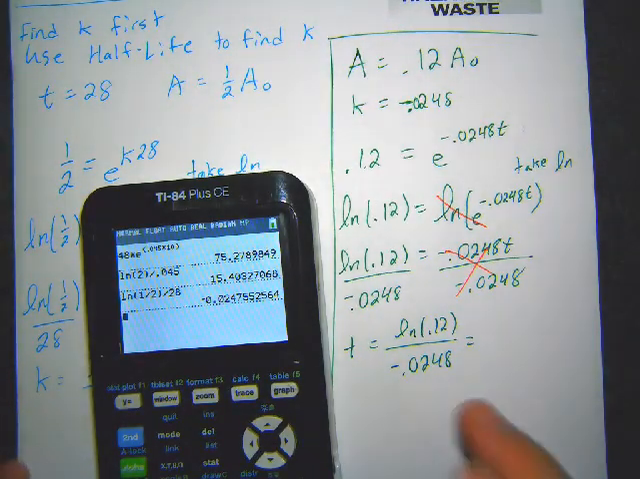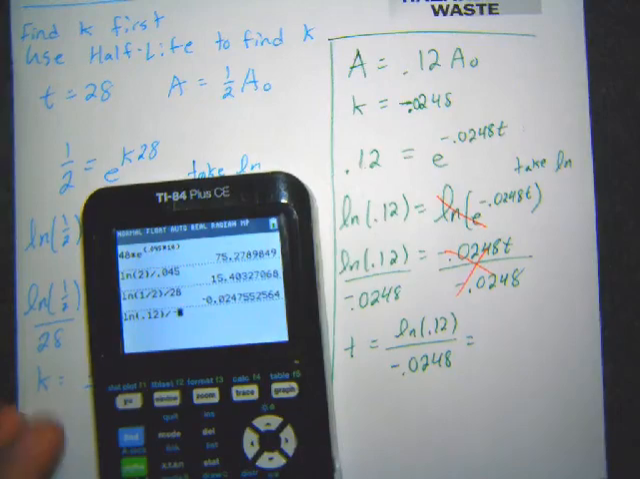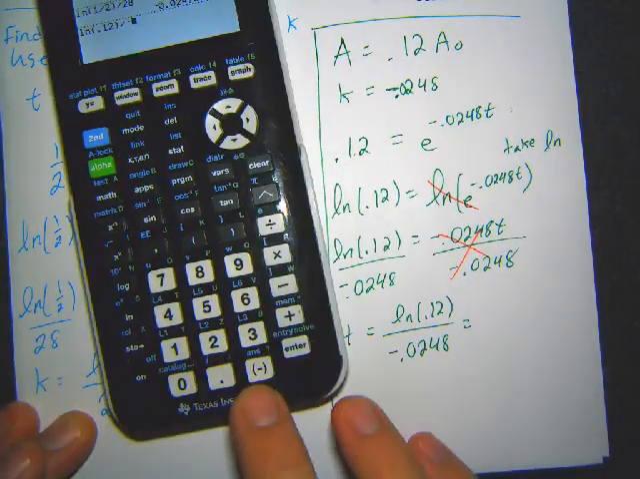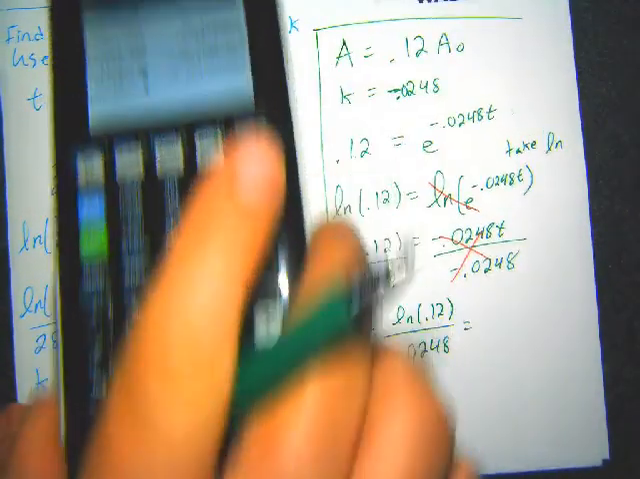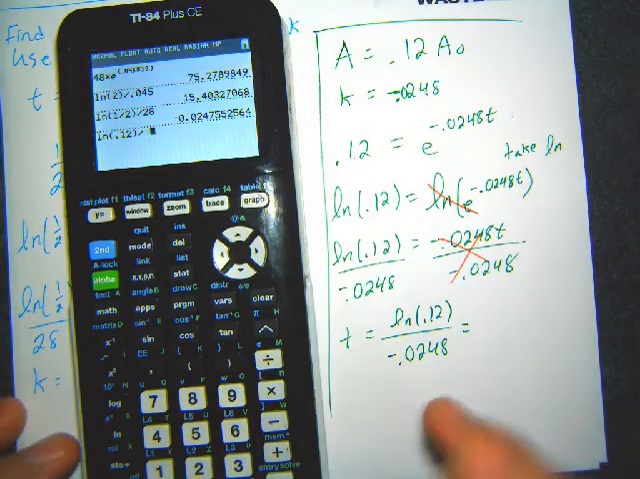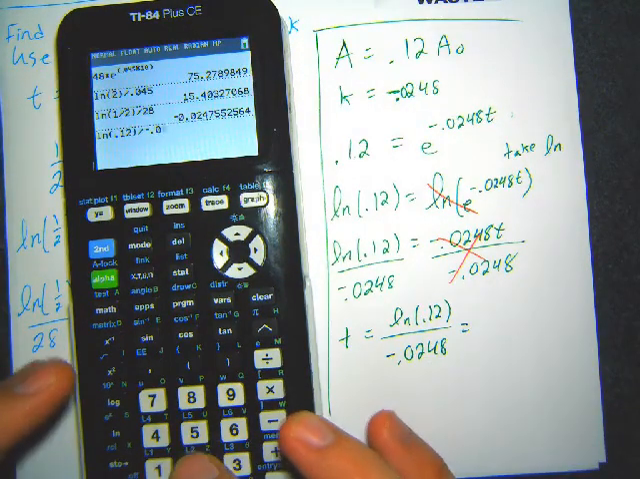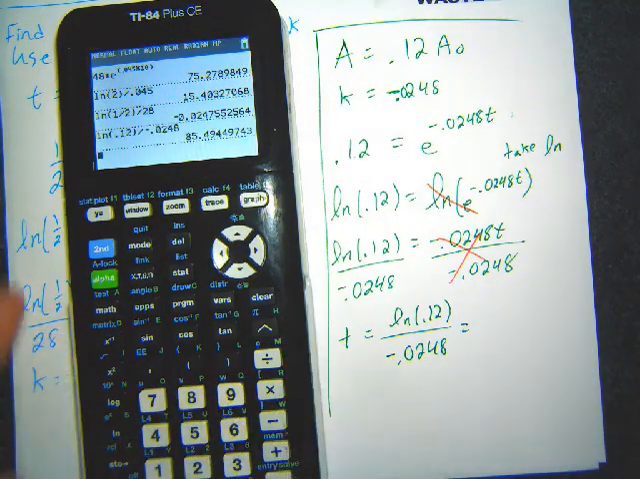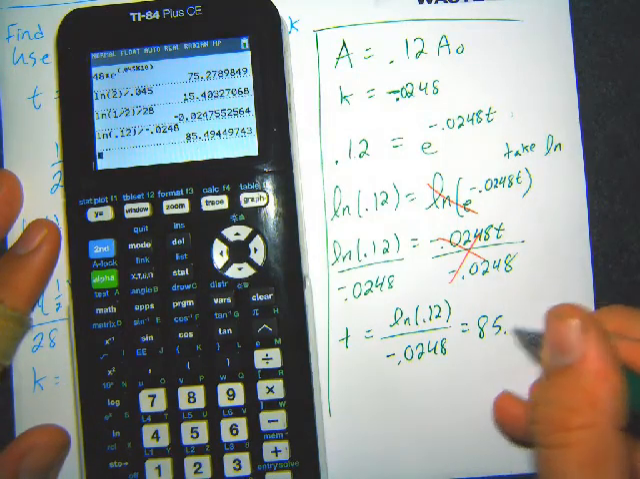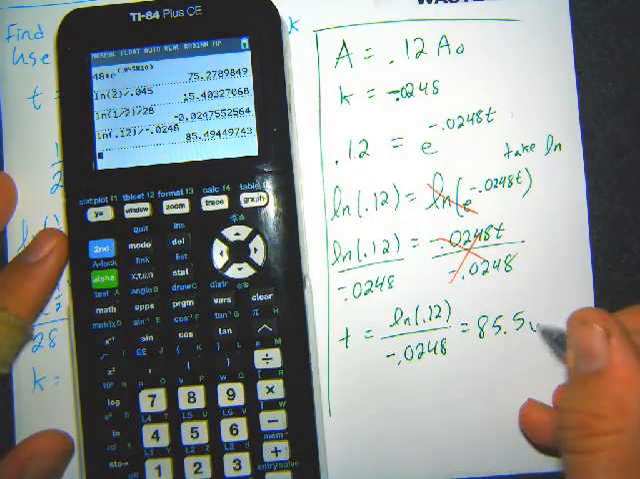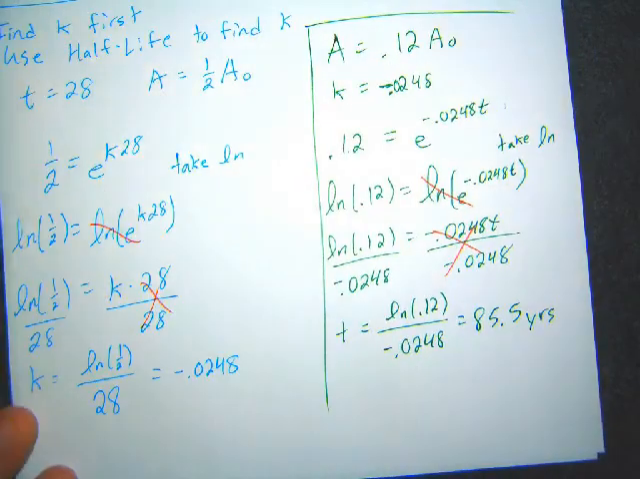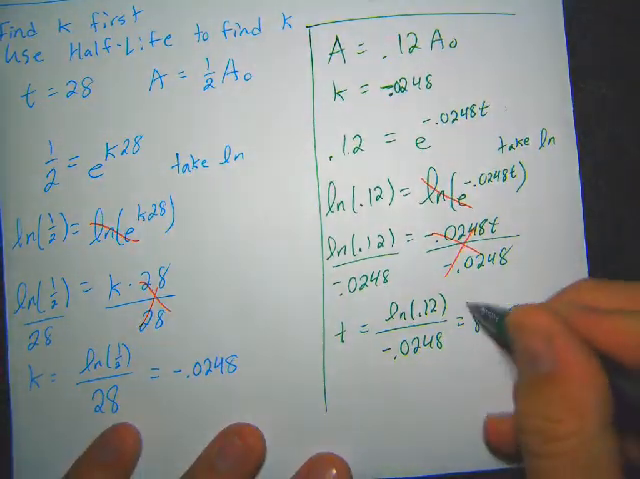So I'm going to type that in. I'm going to do natural log 0.12, which is 12%. Close that parentheses off and divide it by negative. Make sure you're using the negative button, not the minus, because this is a negative. Divided by negative 0.0248 gives us 85.5 years. Because the half-life was in years, we're dealing with years. That would be our time in years.